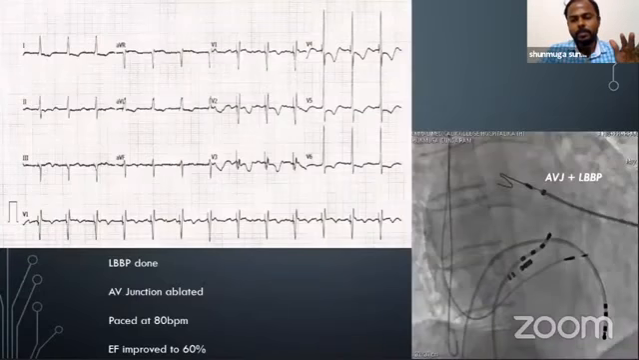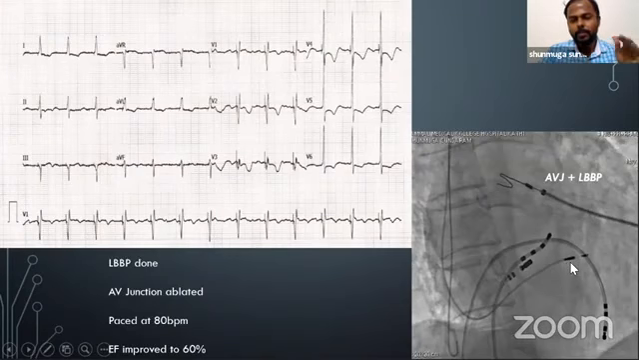So we simply screwed the lead into the left bundle zone and ablated the AV node. Ablating the AV node avoids a fast ventricular response, and capturing the left bundle produces a normal appearing QRS. You can see the paced QRS; the QRS duration is hardly 100 milliseconds, almost normal. So you have effectively controlled the rate by ablating the AV node, and you've given the patient a rate of 70 or 80 by capturing the left bundle.